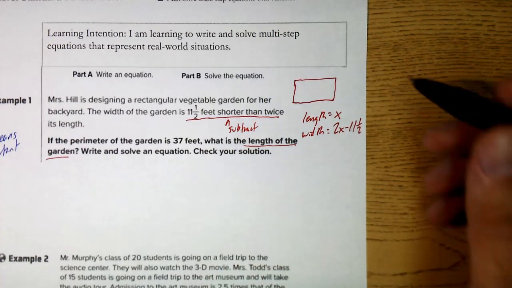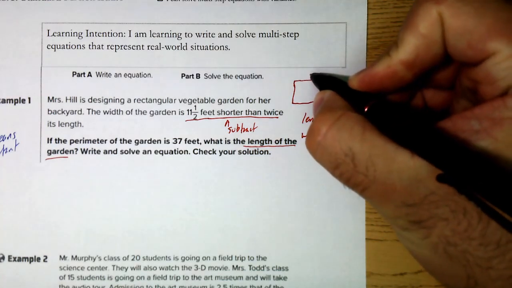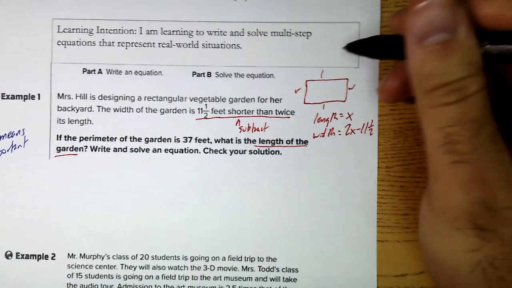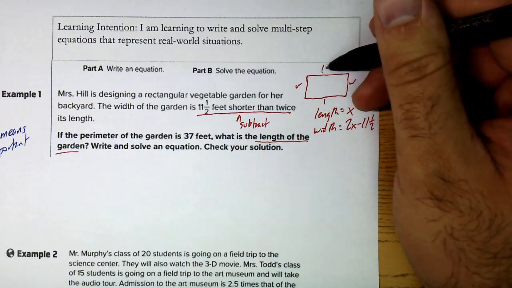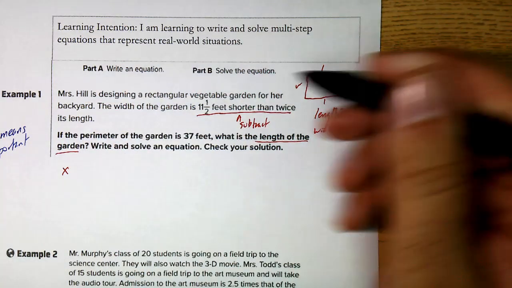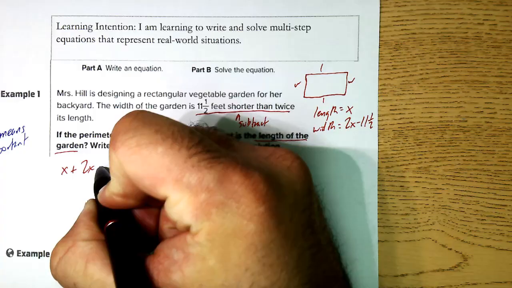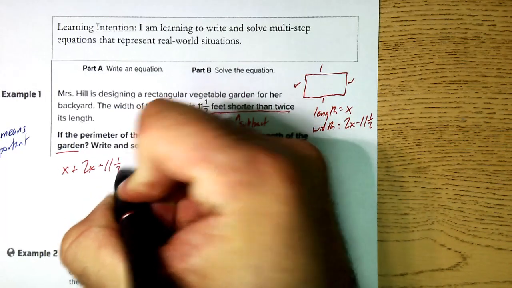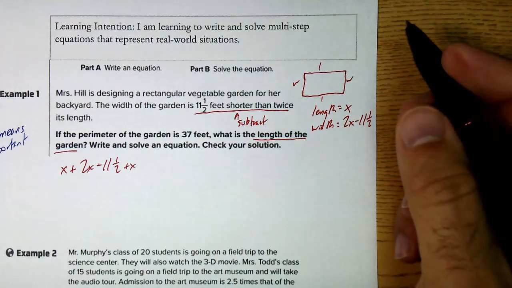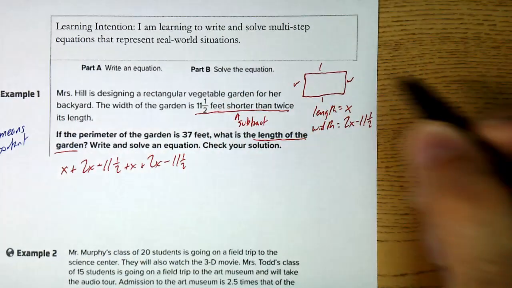Now, how do you find the perimeter? You've got to add up all the sides. You've got length, width, length, width. We've got to add all those up. So let's go around. We said the length was just x, so we're going to put that there. Then we have the width, so plus, perimeter is adding all the sides, 2x minus 11.5, plus another length, so plus x, plus another width, plus 2x minus 11.5.